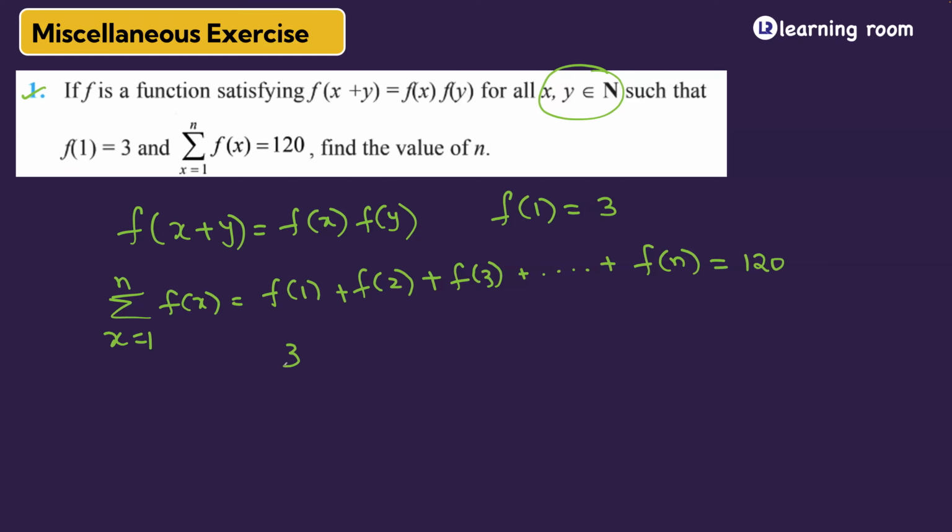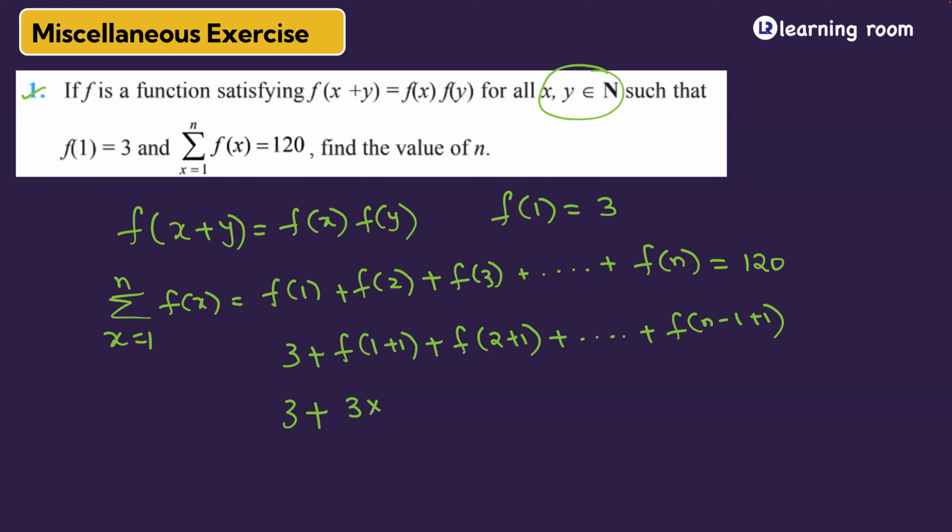They have given f of 1, that is 3. But how can I write f of 2? I can write f of 2 as f of (1 plus 1), and f of 3 as f of (2 plus 1). I'll tell you why I'm writing it as plus 1. And so on till f of (n minus 1 plus 1). According to the definition of the function, f of (1 plus 1) should be equal to f of 1 into f of 1.